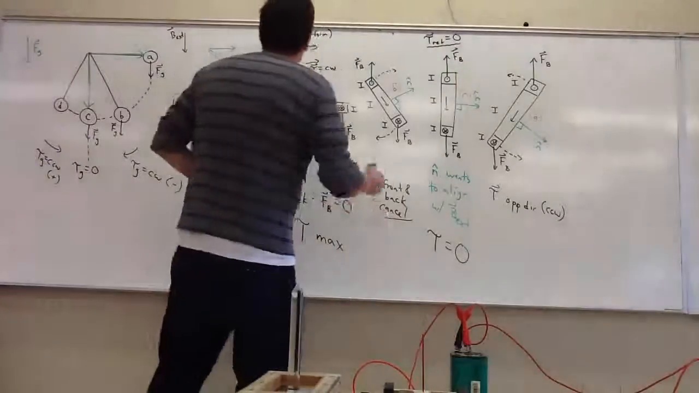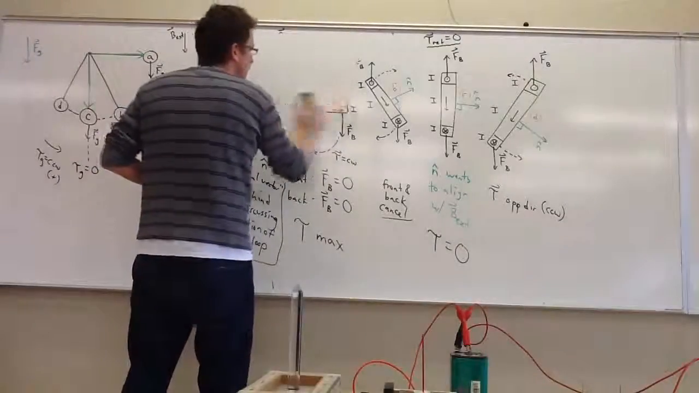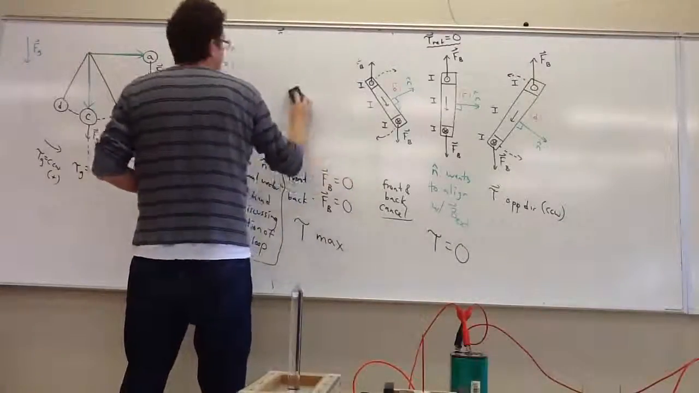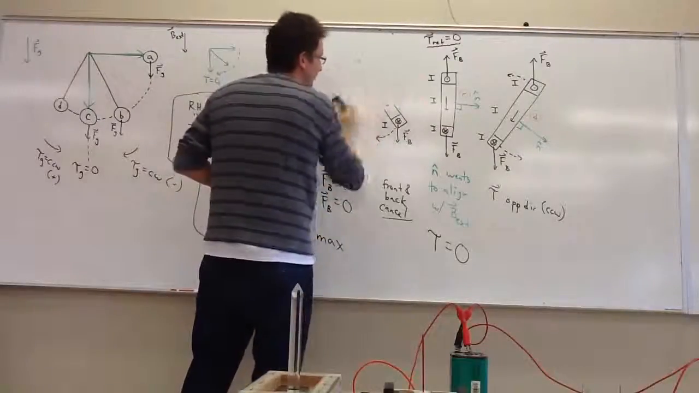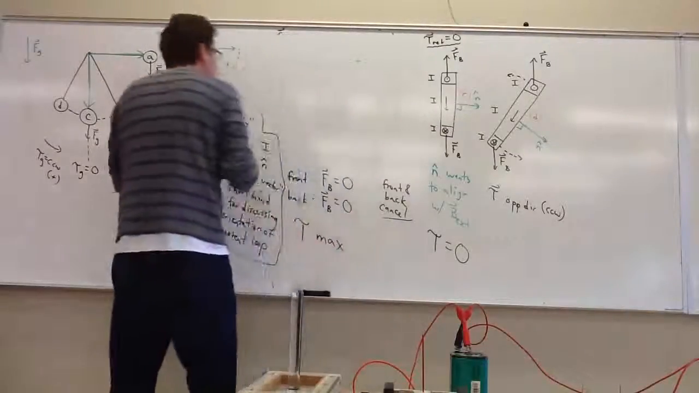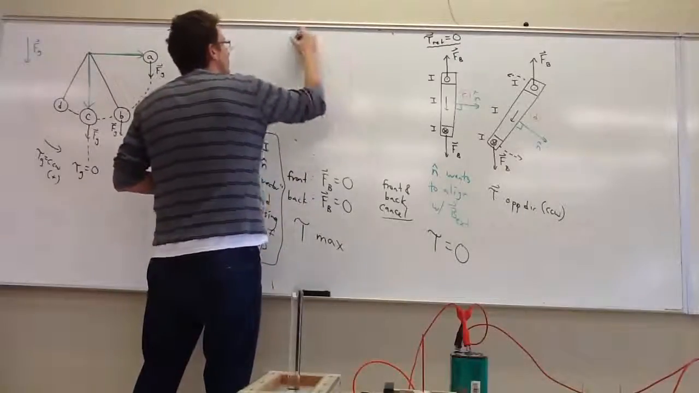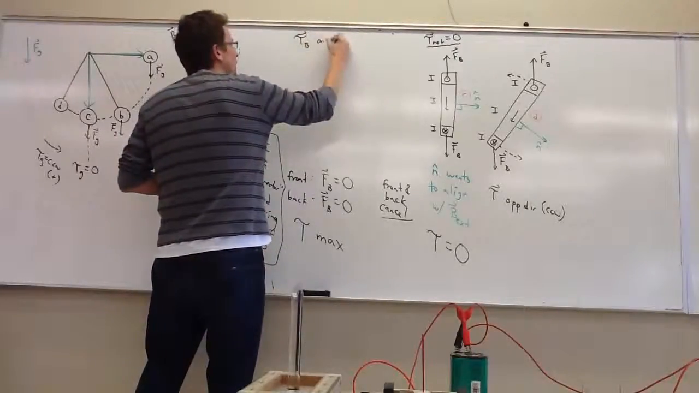So that equation, I'm going to have to clear some space, so let me clear the minimum space that I need. So this is the magnetic torque on a current loop.